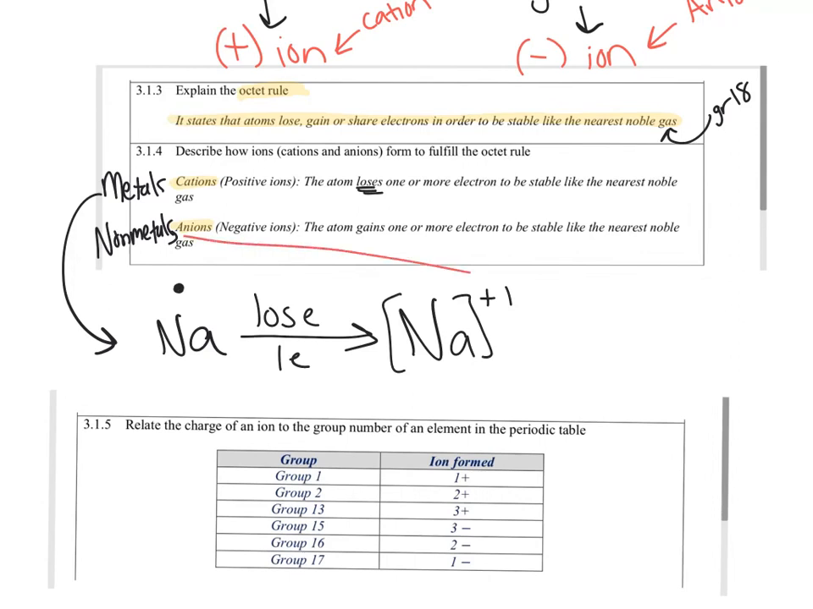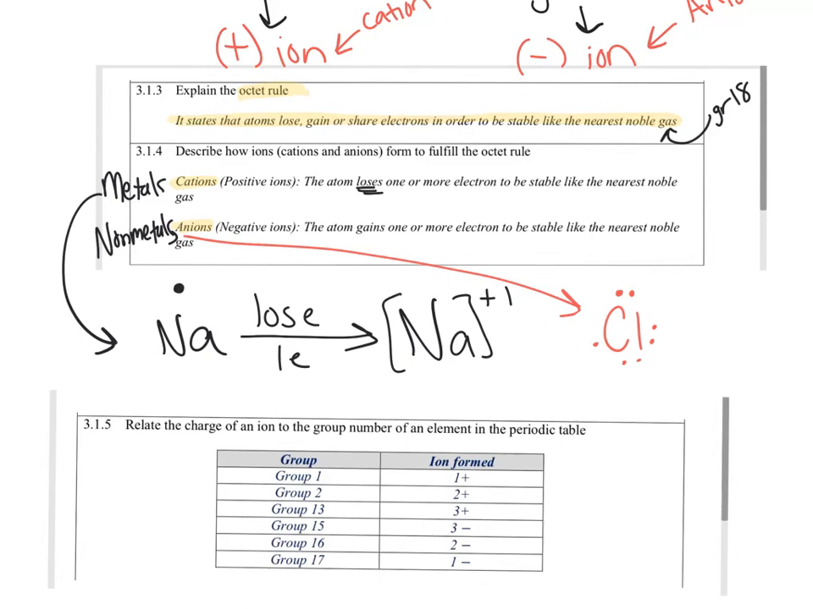Now let's look at the non-metal. The non-metal is like chlorine. Chlorine is in group 17, so it has 7 valence electrons. I'm going to draw 7. Okay? This is empty space here, has empty space for one more. So chlorine has 7 valence electrons.